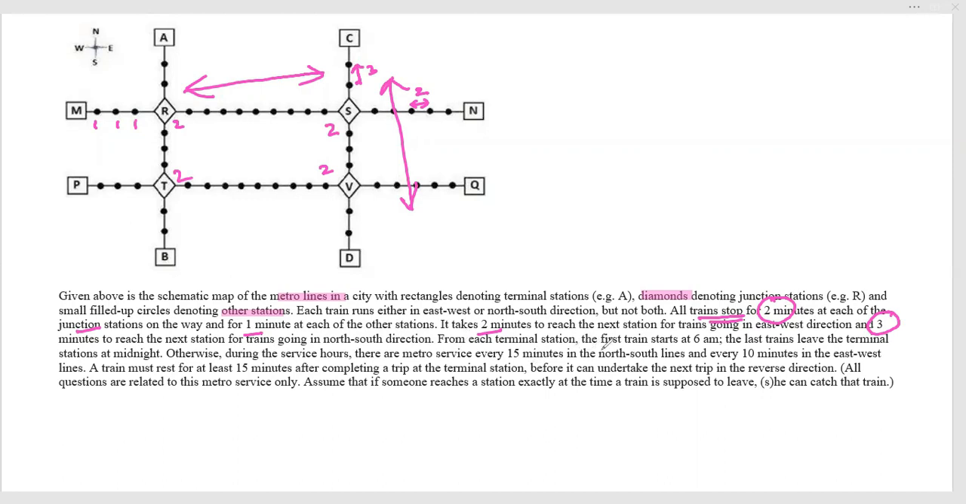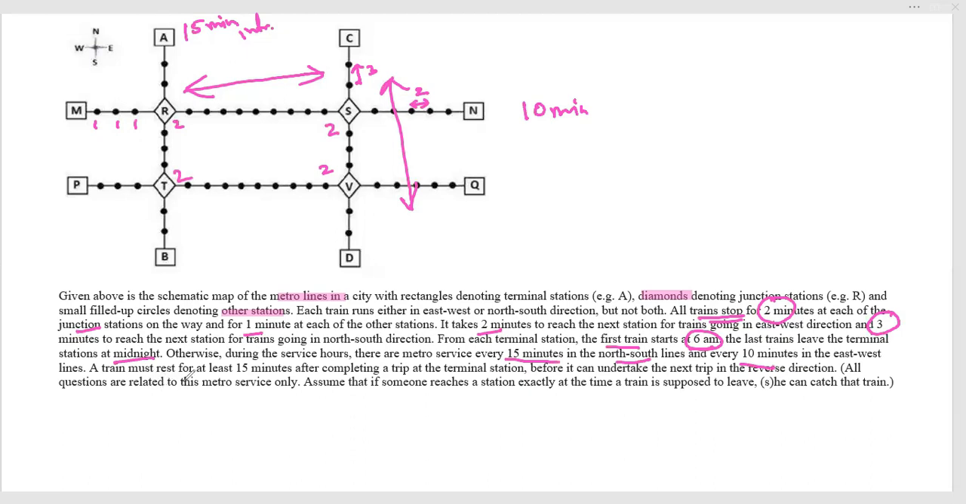From each terminal station, the first train starts at 6 a.m. and the last train leaves the terminal station at midnight, 12 a.m. During the service hours, there are metro services every 15 minutes in the north-south direction, and every 10 minutes in the east-west direction.